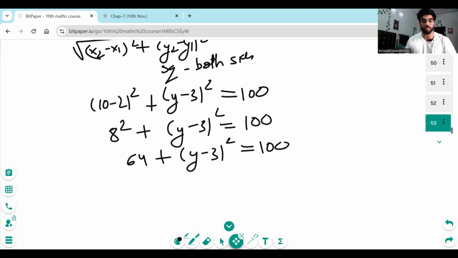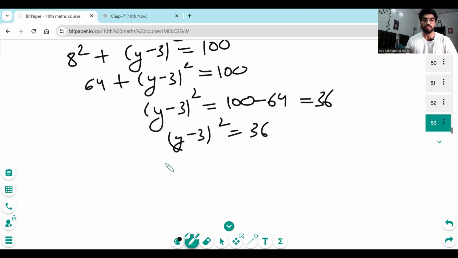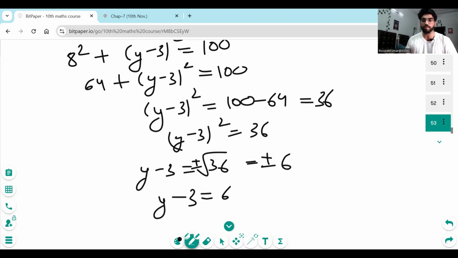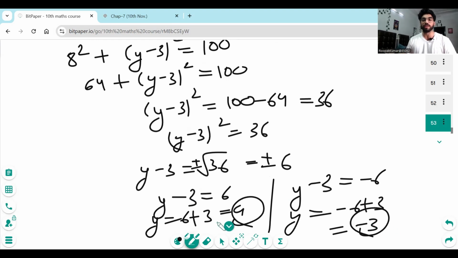This is plus 64, so when we change the side, it will become minus 64. And 100 minus 64 is 36. So (y minus 3) squared is 36. Now 36 is the square of both positive 6 and negative 6. So when you take the square root, it will be plus minus 6. So y minus 3 will be equal to positive 6 one time and negative 6 another time. So y will be 6 plus 3, which is 9, and y will be minus 6 plus 3, which is minus 3. So two values are possible, 9 and minus 3, and that is the answer.